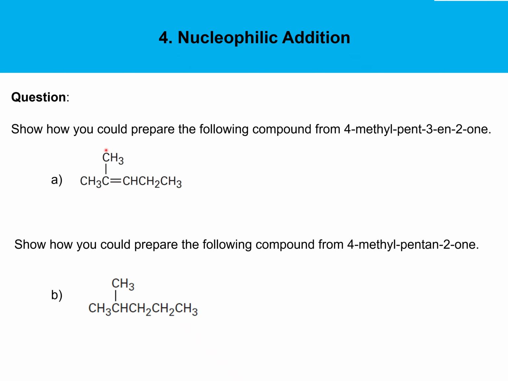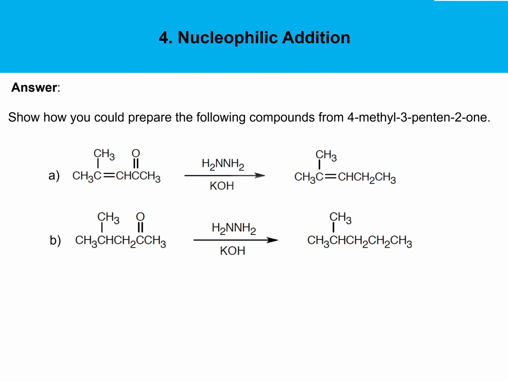Let's now practice some examples of the Wolff-Kishner reaction. So the question here asks us to show how you would prepare the following compound, which is shown here, from the following ketone, which is 4-methylpent-3-en-2-one. And in the next reaction, we're going to take 4-methylpentan-2-one and attempt to convert it into this alkane. So the question is essentially asking us to give the reagents for the reaction.